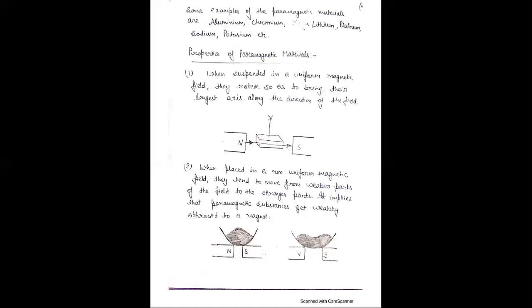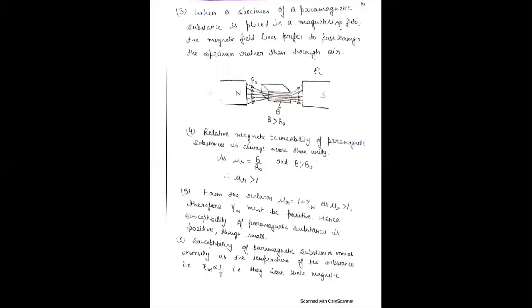Now the next is the third property. When a specimen of a paramagnetic substance is placed in a magnetizing field, the magnetic lines prefer to pass through the specimen. Here these lines represent magnetic lines and they pass through the specimen. B is the magnetic field in the material, and B naught is the external magnetic field outside the sample, and here B is greater than B naught.